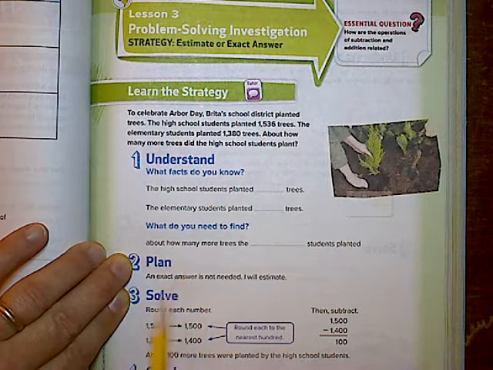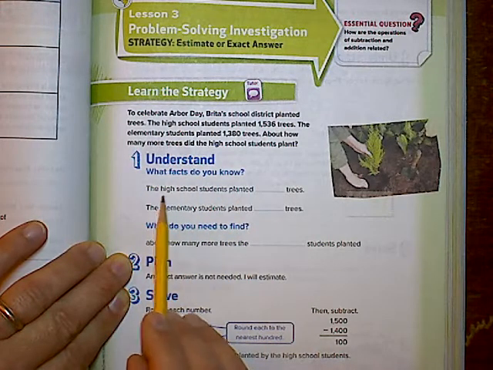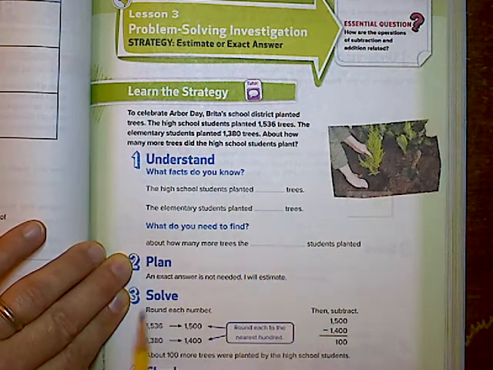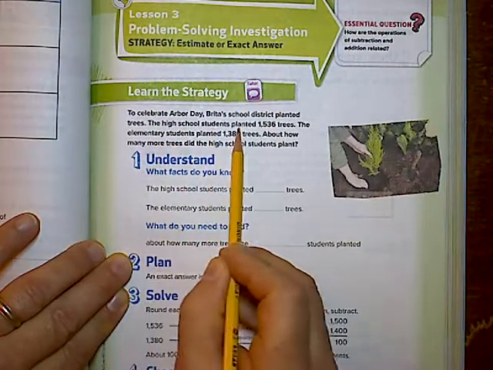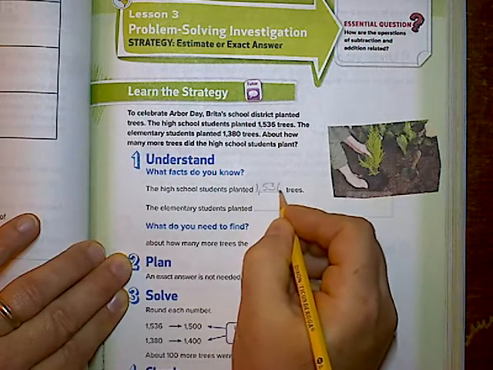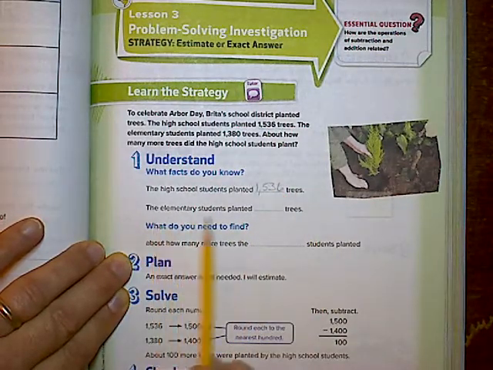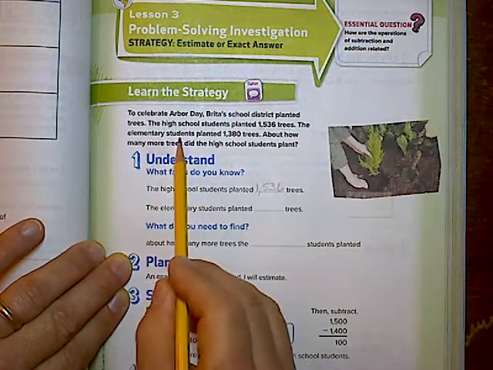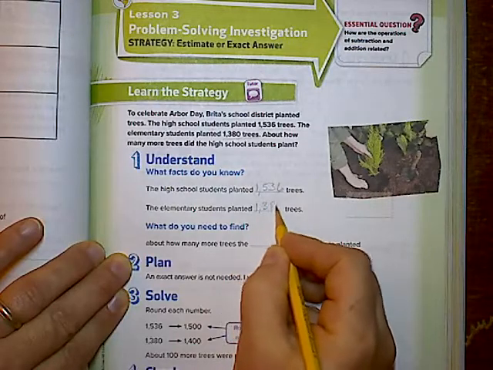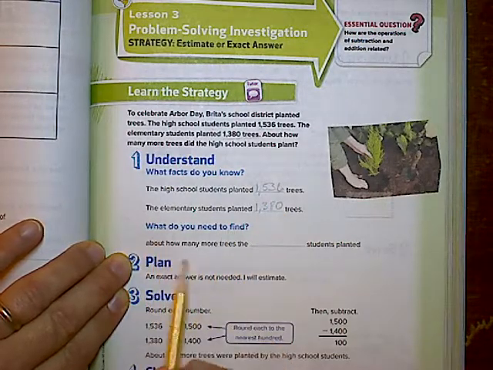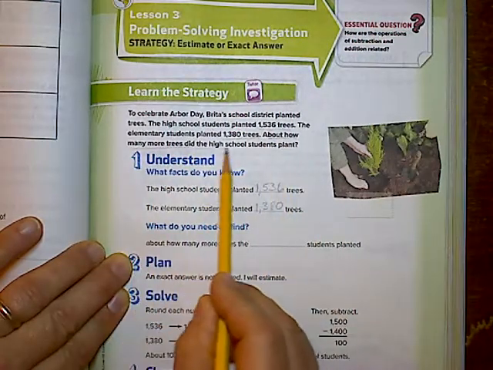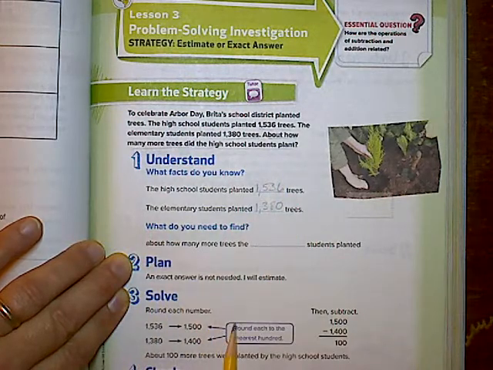All right, in order to do this, we have to know certain things, like that the high school students planted a certain number of trees. High school students planted this many trees, so I need to make sure I know what that information is. Elementary students planted 1,380. What do you need to find? Well, that's always the last question here: about how many more trees did the high school students plant?